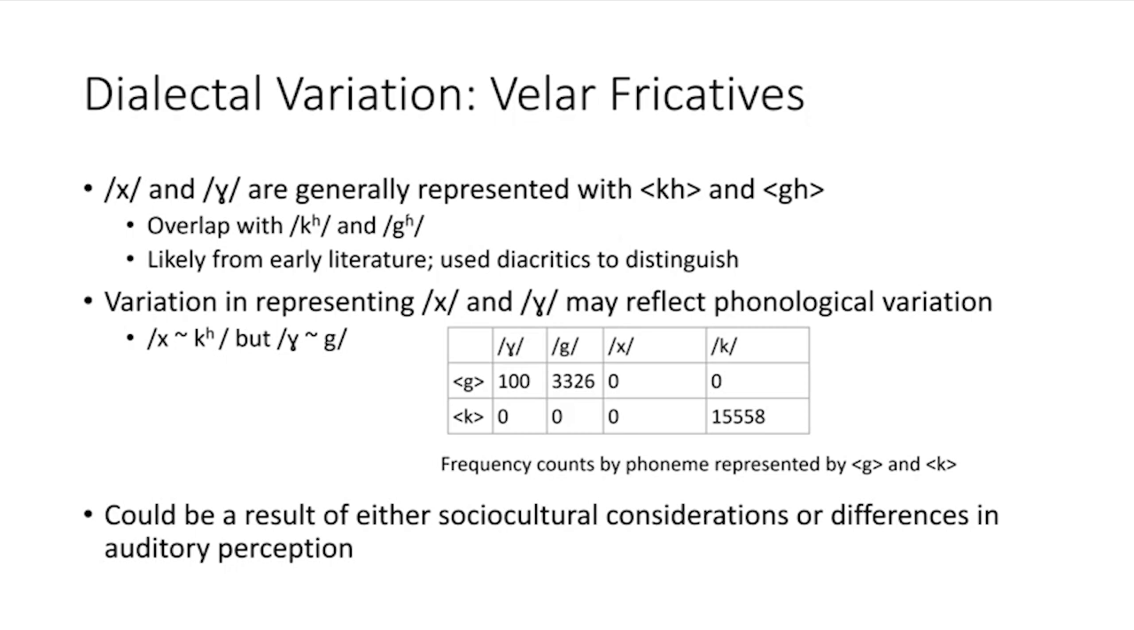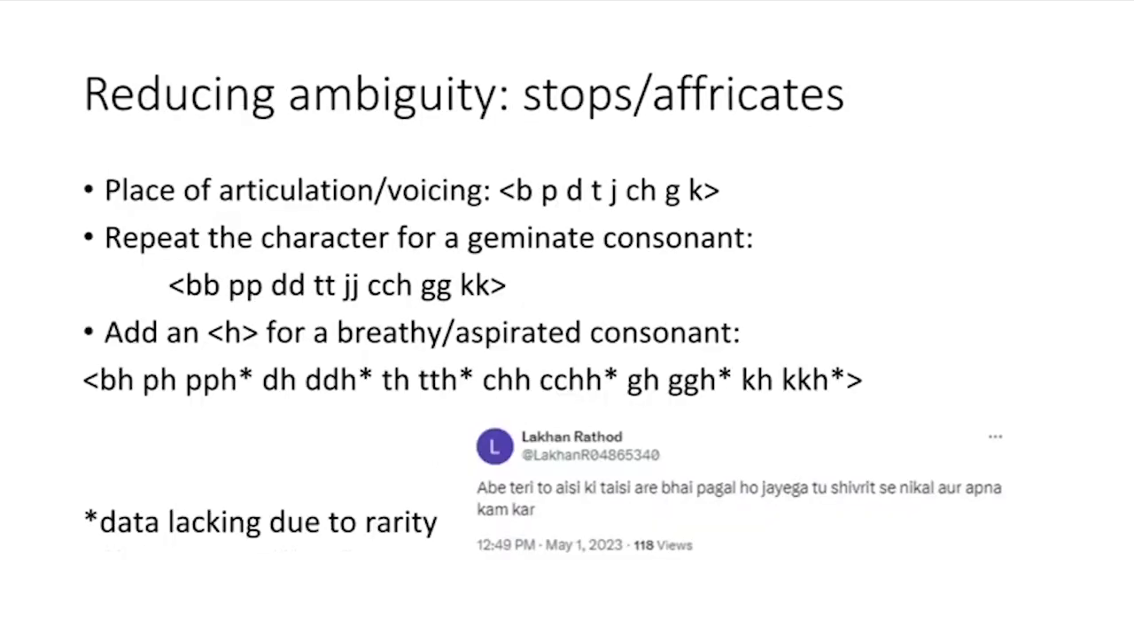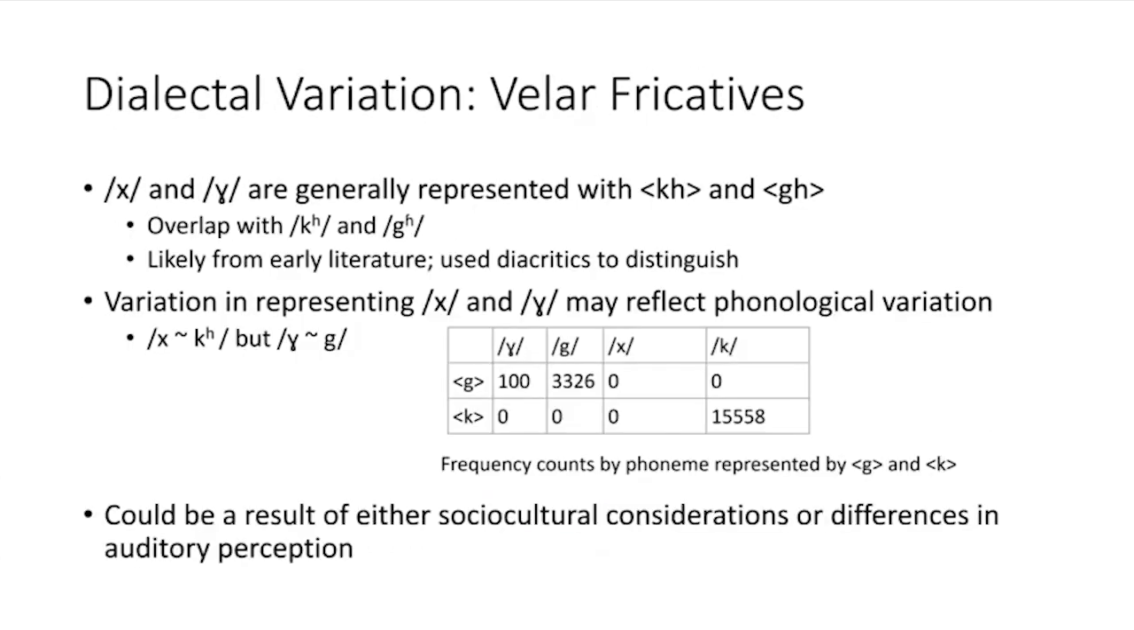So there we see a remarkable amount of consistency in graphing the phoneme representations. We might also ask how dialectal variation is represented in the Roman script, and this could be a sociocultural question. It could also be about how people perceive their own speech.